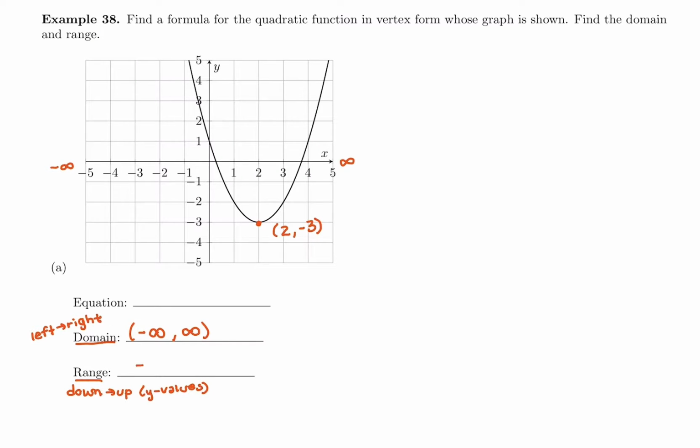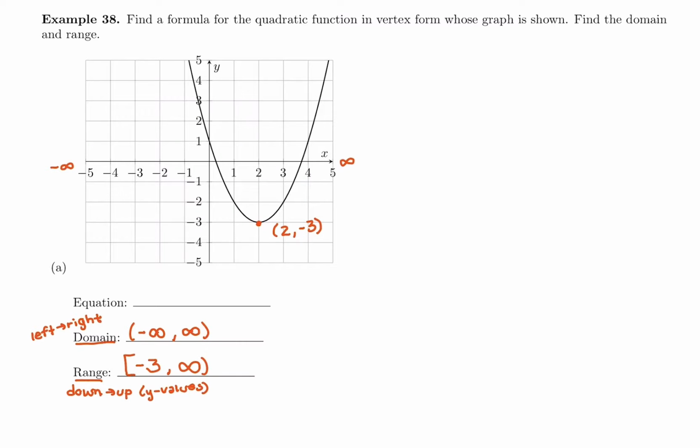So we're going to start at the lowest y value, which is negative 3. We're going to include that because that is a point on the graph. There's not an open circle there. From negative 3, the highest up it goes, it's going up, up to the left and right. So our highest y value is going to continue up to positive infinity.